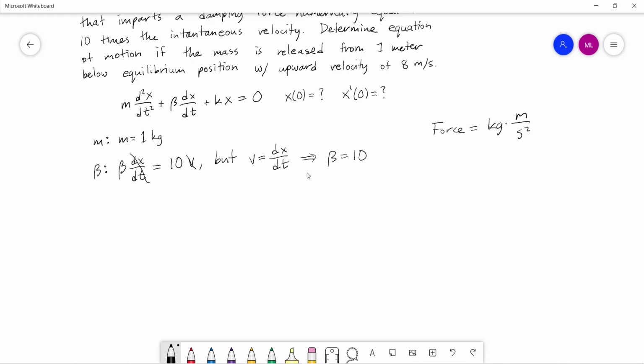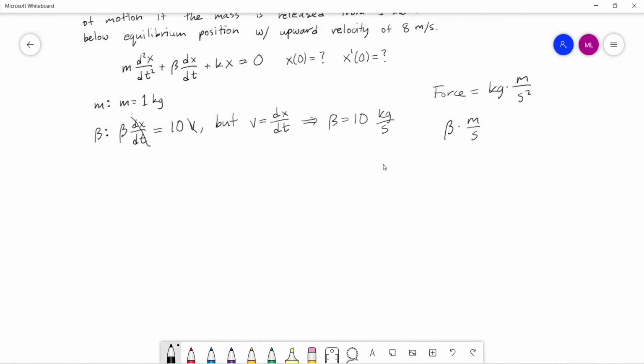And in this case, the way it's set up, beta is multiplying dx/dt. So we have beta times a velocity, so times meters per second. What do the units of beta have to be? Well, we have to include the kilograms, and we're missing a seconds in the denominator. So this has units of kilograms per second. Those are the units of my damping coefficient. So 10 kilograms per second.